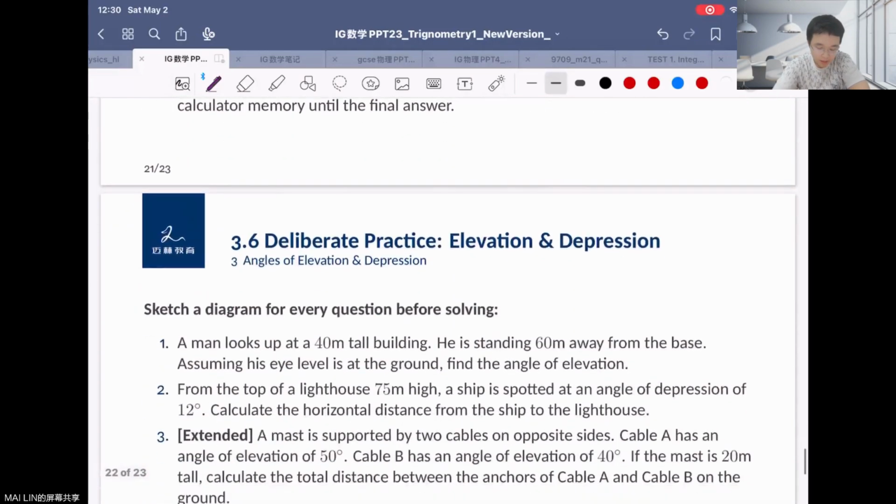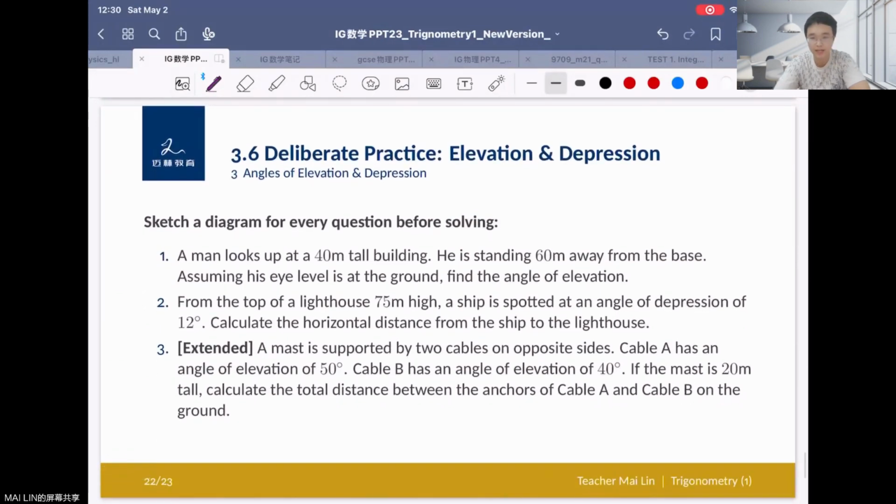Okay. So here is some deliberate practice for you. If you want to try it out yourself, you can first pause the video, and if you want to follow with me, you can keep on going, okay? Let's move to the first problem.